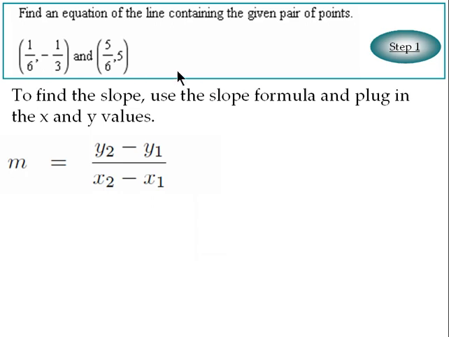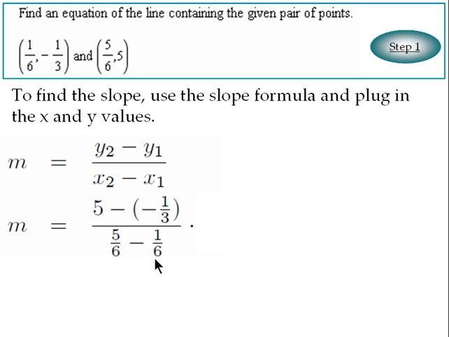Okay, so plugging in, I'm going to let this point be point 2. So this will be my y2 value. It will go right here. And then y1 will be the other y value. So it's going to be minus a negative 1/3. Of course, that'll turn into a plus. My x2 is the x value of my second point, so it's 5/6. And then my x1 is the x value of my first point, so it's going to be minus 1/6. So I put all those values in there, and this is what I get. 5 minus negative 1/3 over 5/6 minus 1/6.